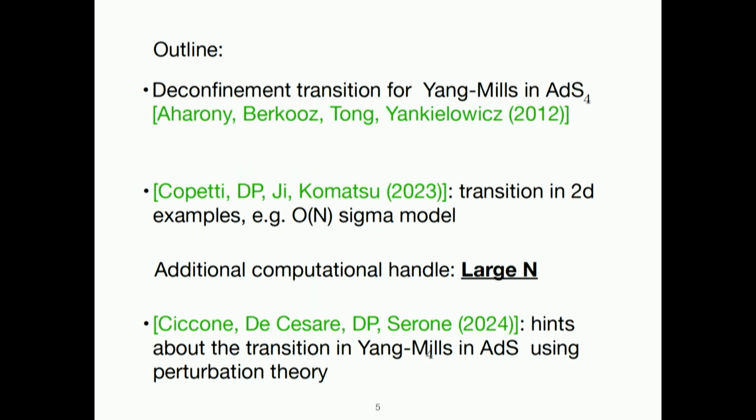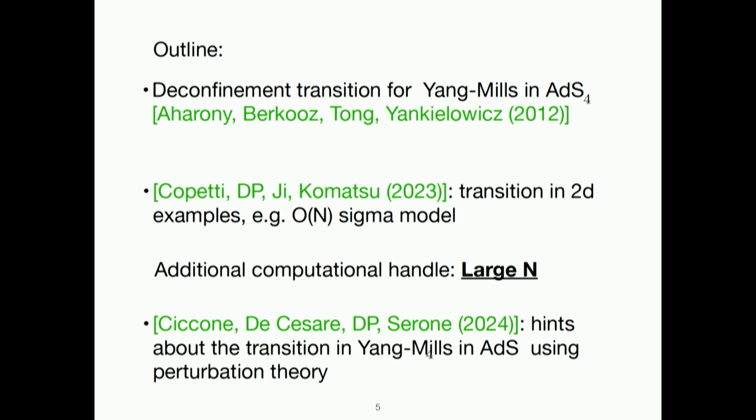Okay, having explained the idea, this is the outline. So we start by reviewing a paper from 2012 by Aharony, Berkooz, Tong, and Yankielowicz. Some of the authors are here in the audience, in which they consider Yang-Mills in AdS4, and they argue that there is one of these transitions of the type that I just described, which is in this case a confinement-deconfinement transition.